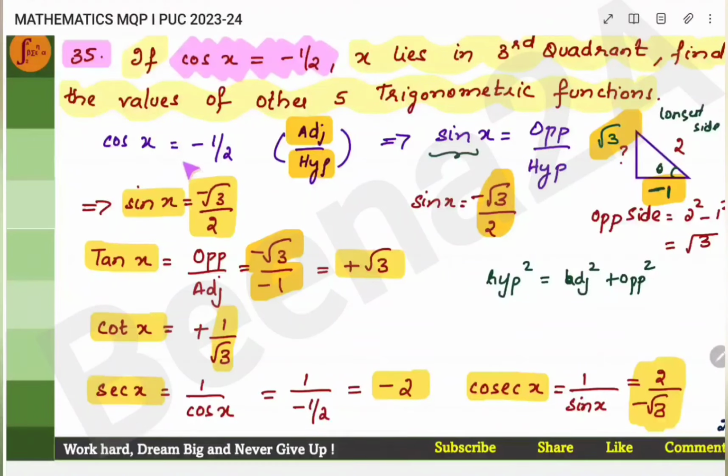Secant x is 1 by cos x. So reverse of this, reciprocal of this. Instead of minus half, it will become minus 2 by 1. Cosecant x is reverse of sin x, right? So it's root 3 by 2, minus root 3 by 2. It will become 2 by minus root 3.